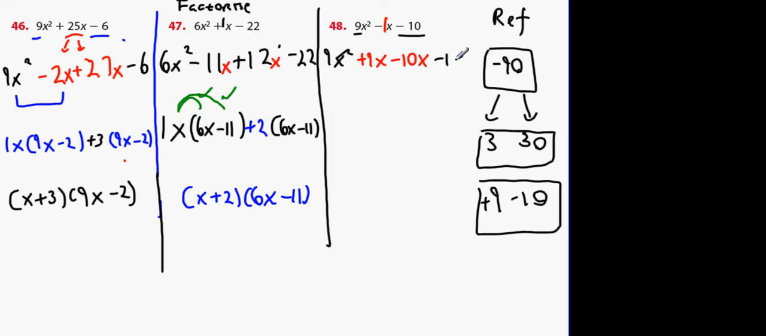So what can we take out of the first two? What do they have in common? They have the 9 in common. What else? They both have x's. And then we're going to be left with? Yeah. What's left? X plus 1 and? That's going to be x plus 1 as well.